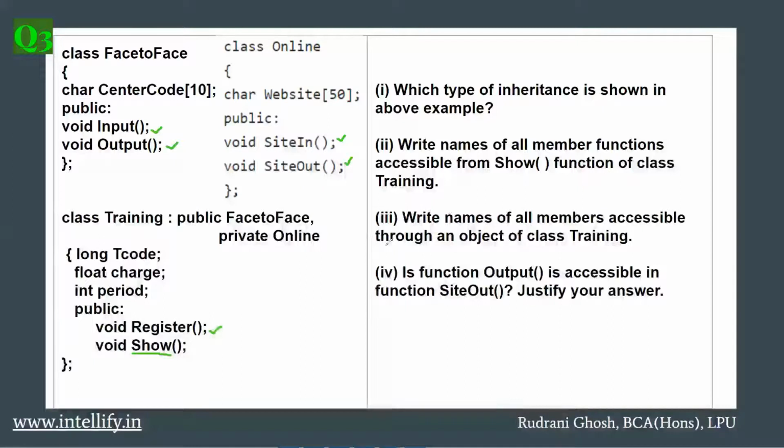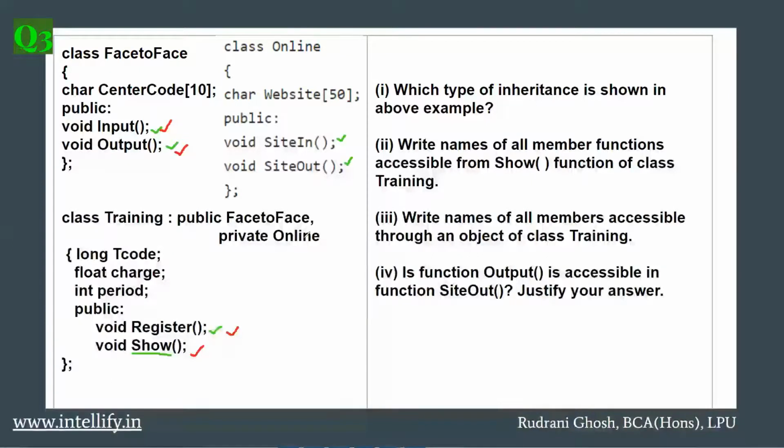So if we have an object of this class training, the question asks which members can be accessed directly using an object. As register and show both are members of the class training, we can directly access them as both are public in nature. We have used the public keyword to access class face-to-face, which means the public functions input and output, using the public keyword here as well, are accessible. Both will be public in nature inside class training.